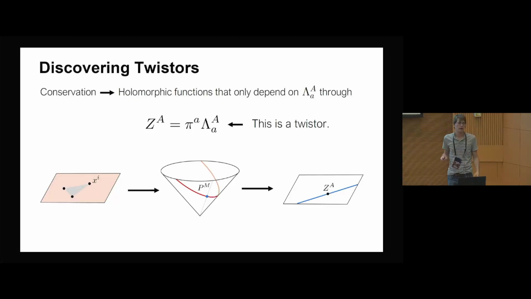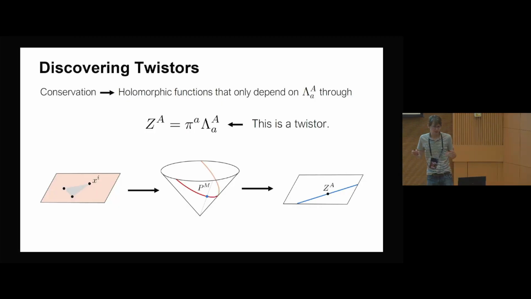And the way that we can trivialize this conservation condition is by considering holomorphic functions that only depend on these lambda spinors through one linear combination of them that we call set. So this spinor set is a linear combination of these two spinors that we call lambda 1 and lambda 2, and the coefficients of this linear combination are these pi coefficients.